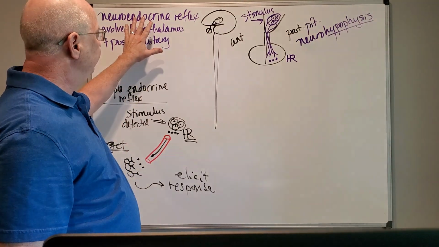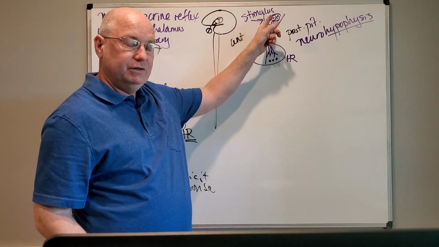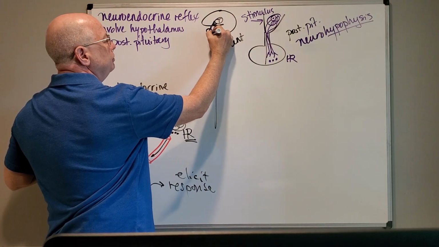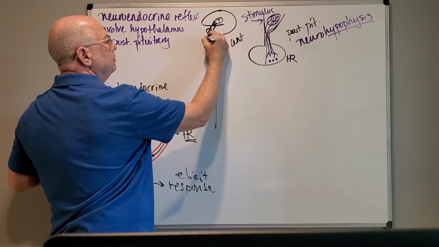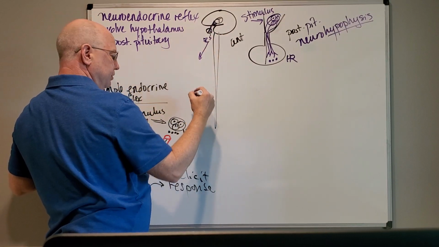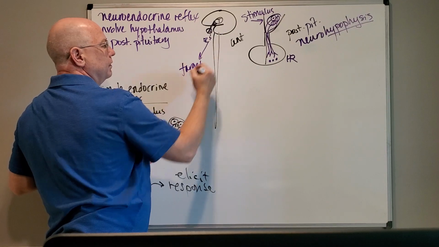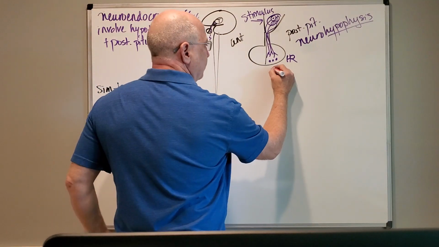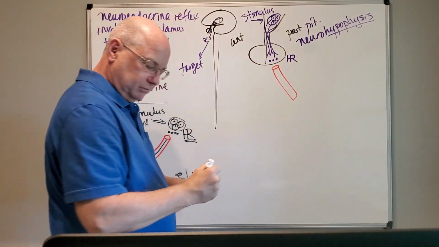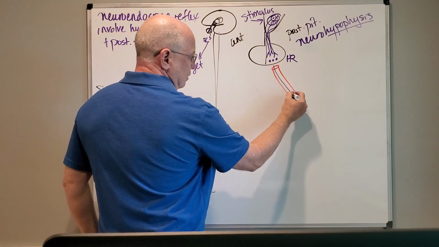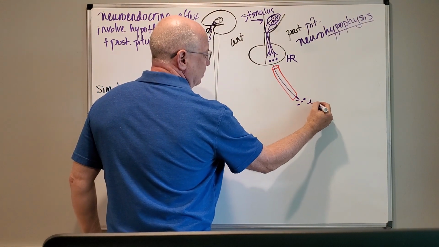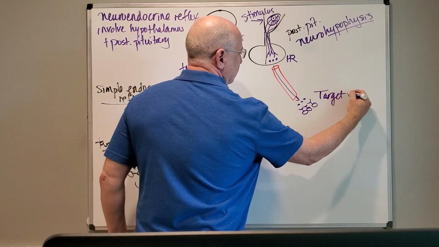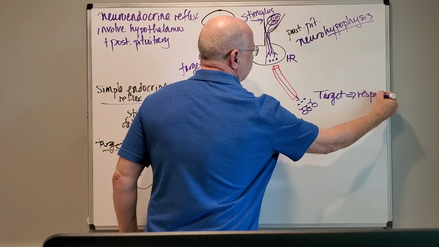So in a neuroendocrine reflex, the cells that are detecting the stimulus live in the hypothalamus. They would send their axons into the posterior pituitary, release the hormone, and then the hormone would go and bind to a target. In this situation, if I were going to enlarge this, the hormone would travel through our bloodstream. It would exit the bloodstream, bind to some target cells somewhere in the body, and that's where we're going to get our response.